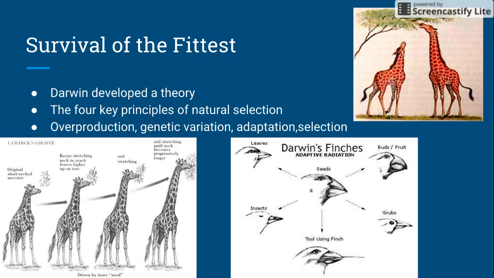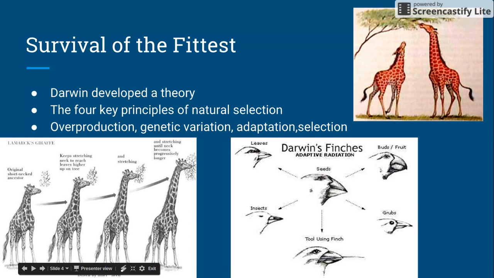Overproduction states that organisms sometimes create more offspring than their environment can support, because the more offspring, the better chance of survival. Genetic variation, the second principle of natural selection, explains that some offspring have different genes than their parents. Adaptation allows some members of a species to have a trait that can help or hinder them, and if it helps them, it is passed to the organism's offspring, and this is how evolution happens.